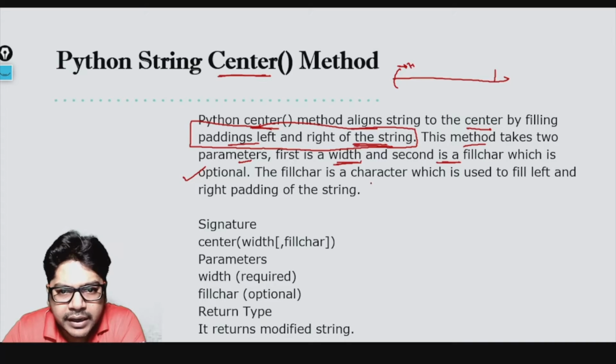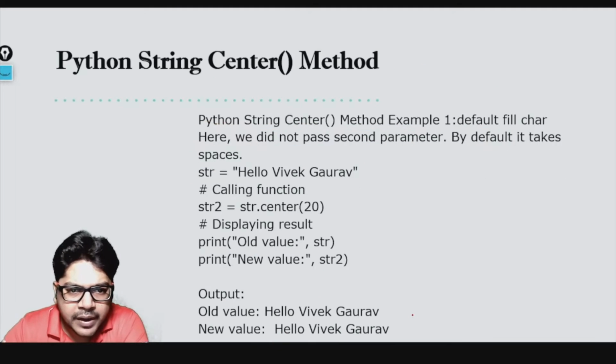The fill char is a character which is used to fill the left and the right padding of the string. So the signature is center, and then you give the width, and then after a comma you write the fill char, which is optional. Width is a required thing, fill char is an optional thing, and the return type is that it returns the modified string. So have a look at this.